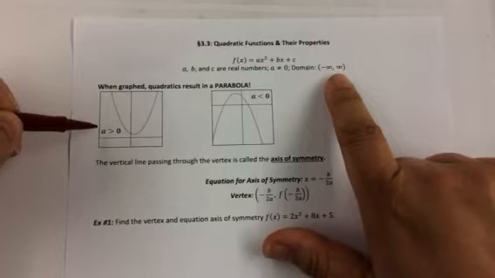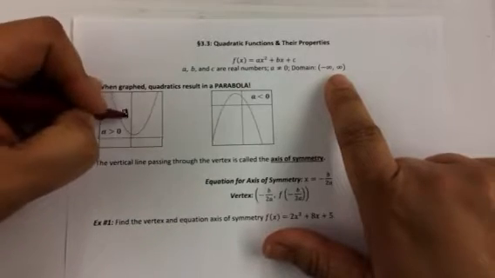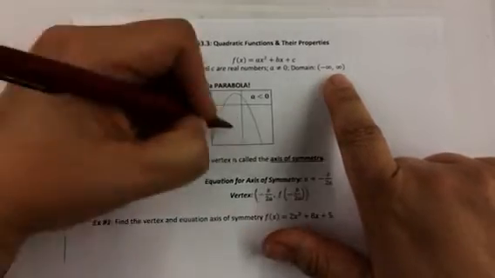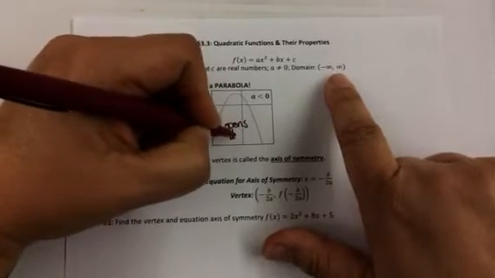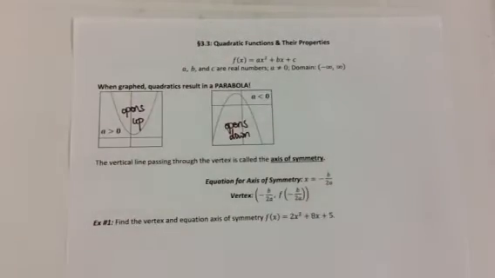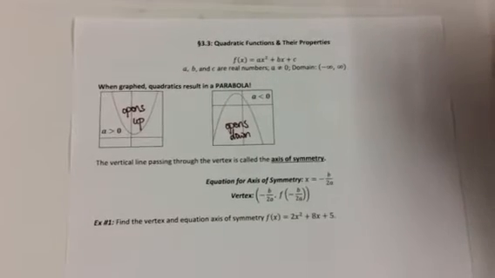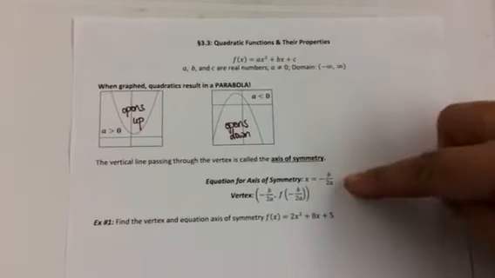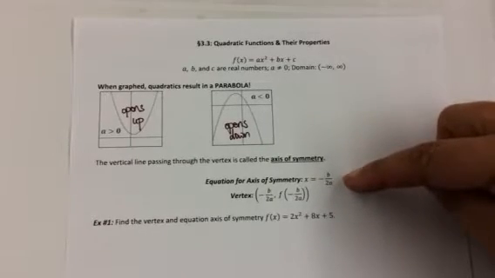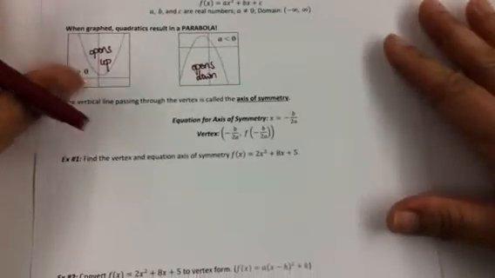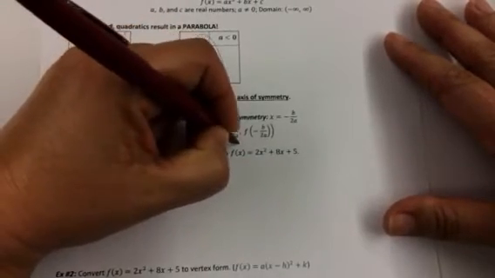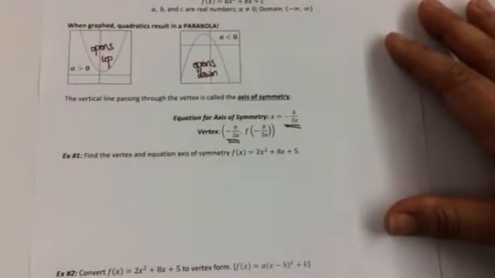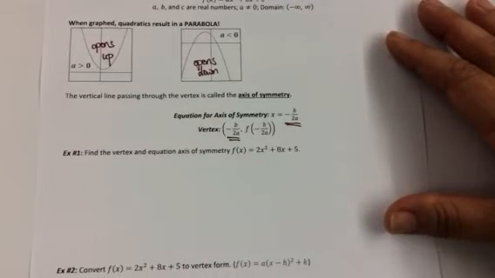When that number a is positive, the parabola opens up. And when that number a is negative, the parabola opens down. You remember that from Algebra 1, I'm sure. The vertical line passing through the vertex is called the axis of symmetry. So you probably remember this from Algebra 1 also, and Algebra 2. The equation for the axis of symmetry is x equals negative b over 2a, and that is the same as the x value for the vertex. So that's two birds with one stone.